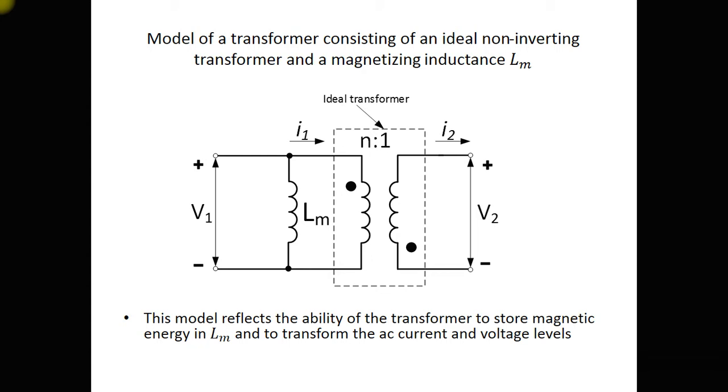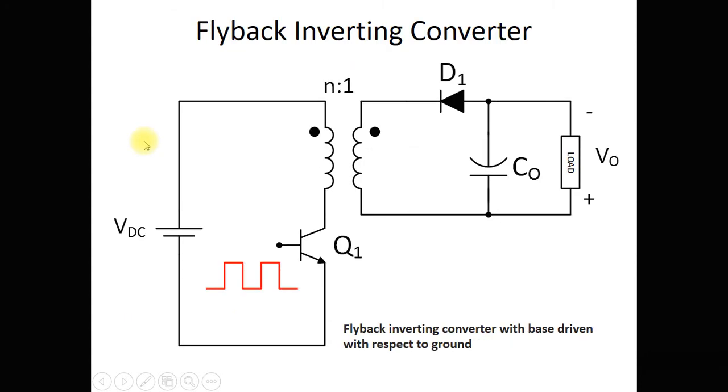As you can see over here very clearly, it behaves exactly like a transformer, which we already know. It is a transformer, but at higher frequency. So this model reflects the ability of the transformer to store magnetic energy in this particular Lm and to transform the AC current and the voltage levels. So we know the functioning of the transformer.